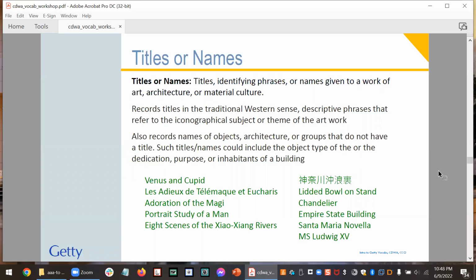Moving on to titles or names. These are identifying phrases or names given to the work, both in the traditional Western tradition, which are descriptive phrases talking about the iconography or what's depicted in it, but also it could just be the names of an object or architecture.